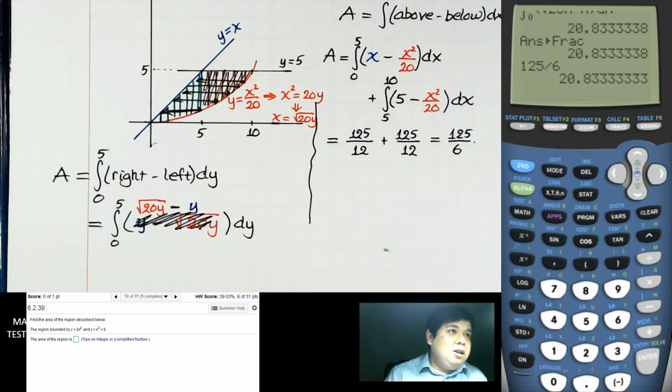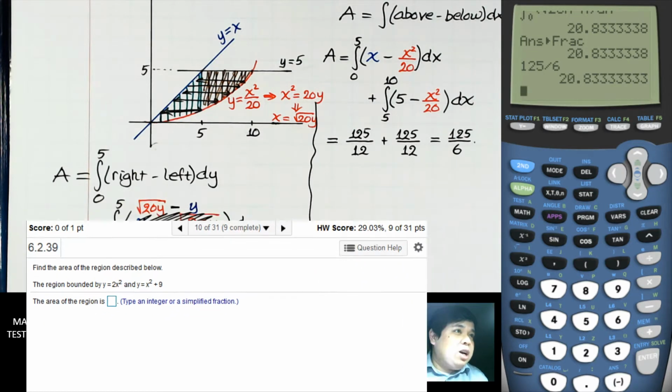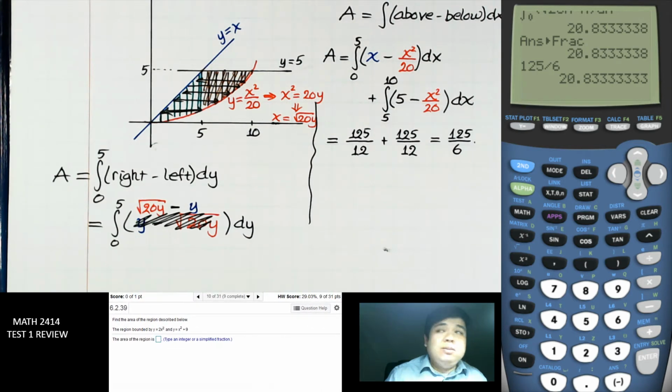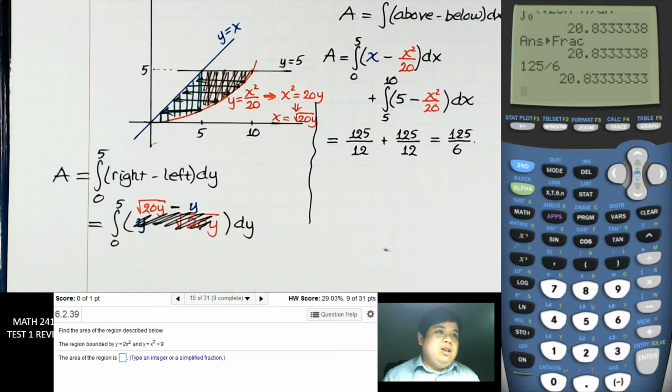Right. Next. Find the area between y equal to 2x squared and x squared plus 9. Can I do this? Yeah, that certainly works.